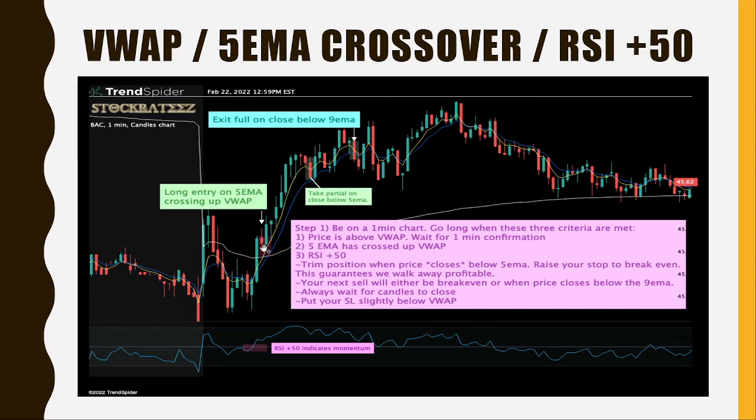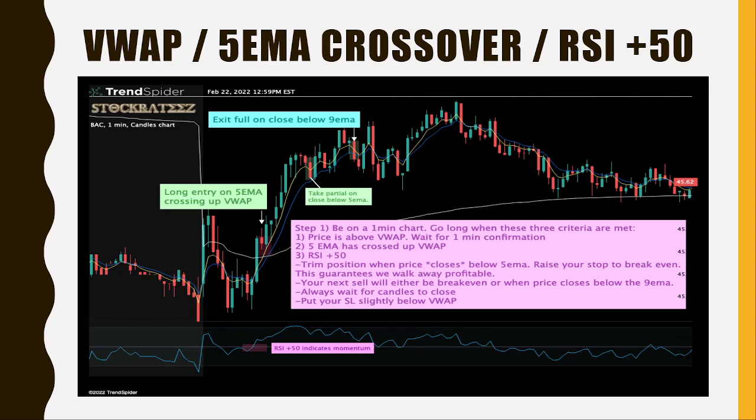Okay, so we've got a 1 minute candle close above VWAP, so we can enter right here. And we ride it, and when it closes below the 5 EMA, we can take half our position off. And then move our stop loss up to break even, or if it closes below the 9 EMA, whatever happens first. So in this case, when it closed below the 9 EMA, we were actually in more profit. So we took half here and then took the rest off here. So that was a great scalp.